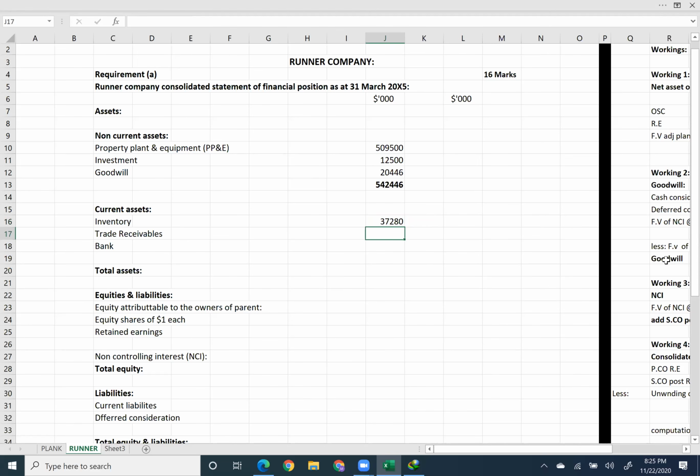Now, trade receivables. Hope you remember the CIT, the cash in transit, intercompany cancellation. I made the entry for you. And in that entry, we reduced 6,400 trade receivable of S company. So let's do it. Parent company's receivable is 35,300 plus subsidiary company's receivable is 9,000, and then remove 6,400 intercompany.